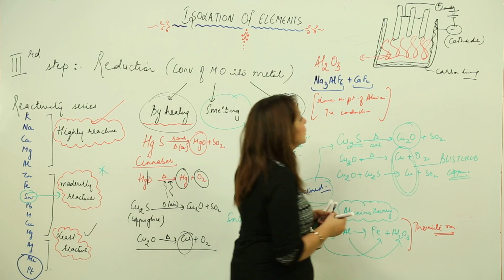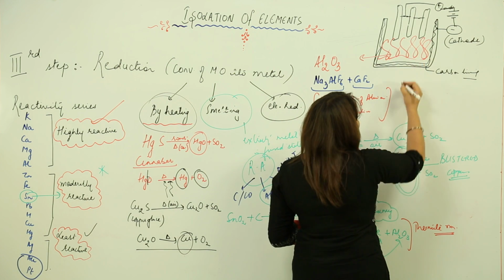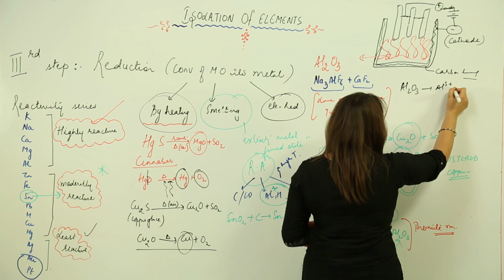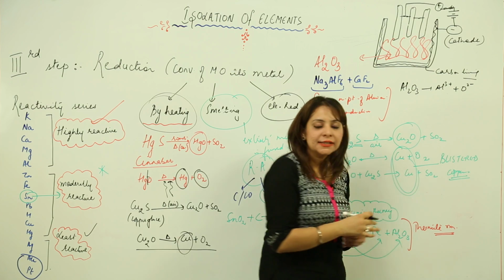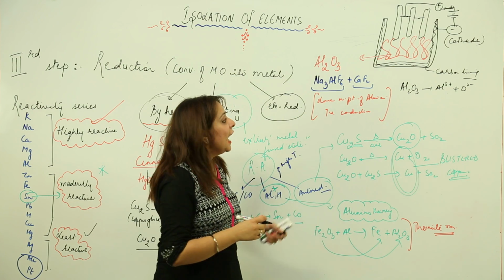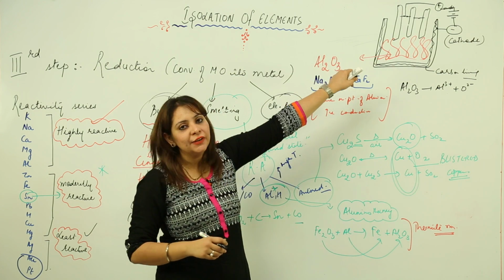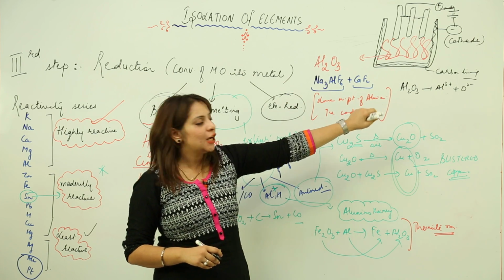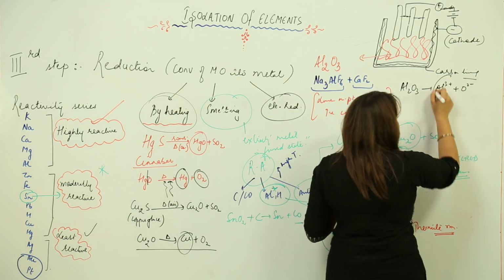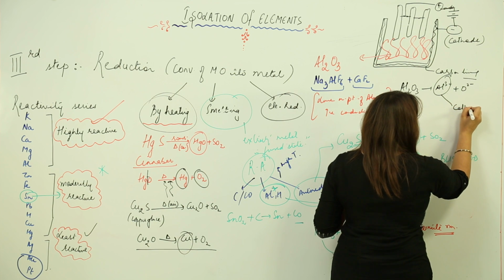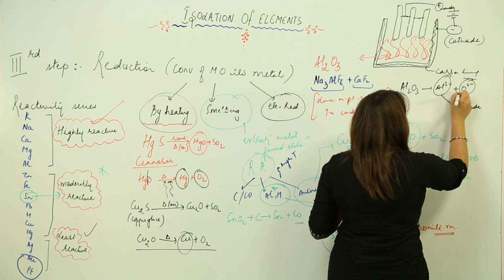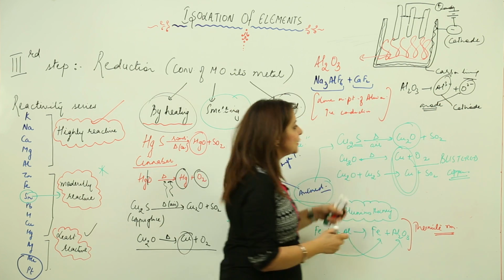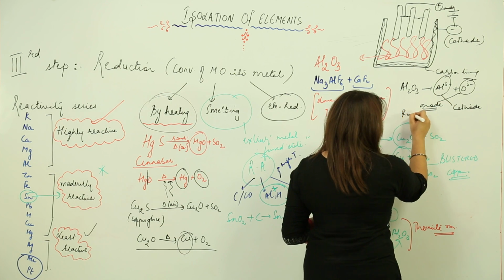Now what reactions are going to take place? When we pass a current, this alumina will break up into ions, and as we know that we have positive and negative electrodes, these ions will travel to the oppositely charged electrodes. Al3+ is positive, so it will travel to the cathode. O2- is negative, so it will travel to the anode, and the respective reactions take place. So let's do the reactions first.